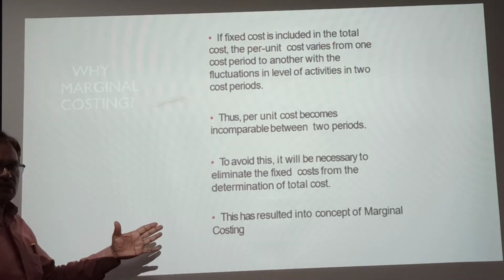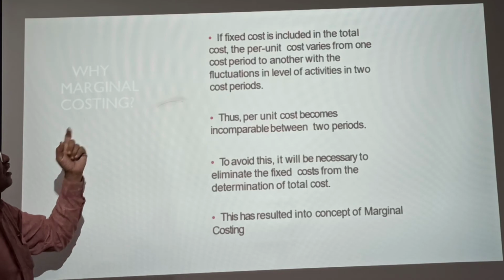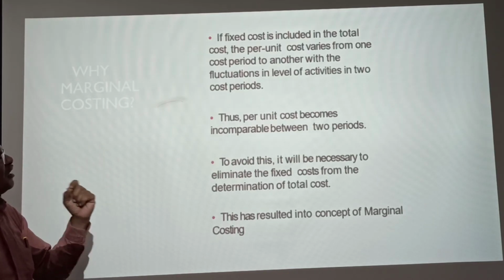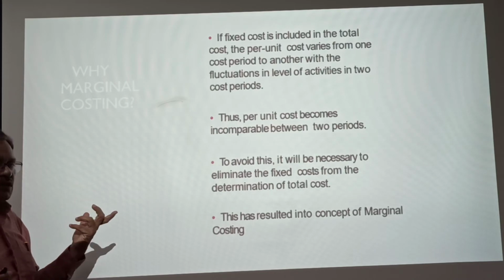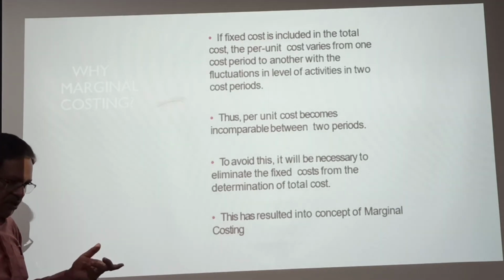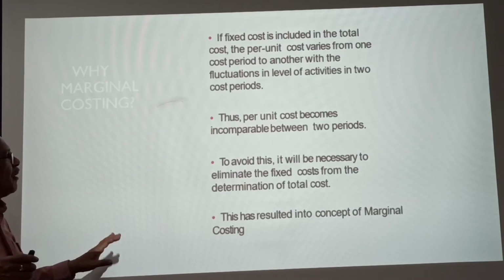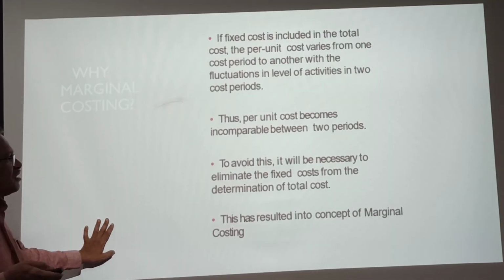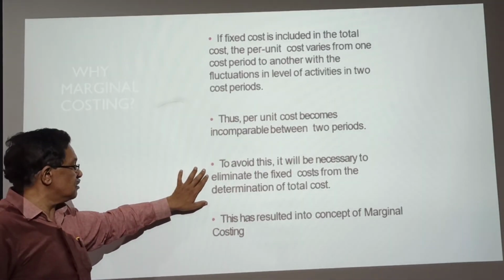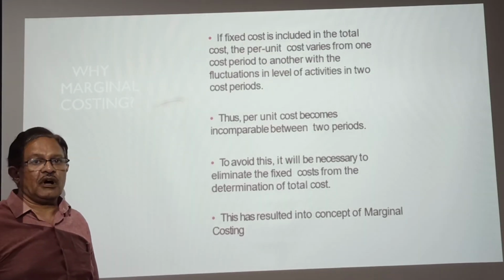What is this particular fallacy which is happening? Just because fixed costs are included, the cost per unit varies from one period to the other. That is the reason we cannot use cost of production, cost per unit, as a yardstick for decision making. Thus, unit costs become incomparable between two periods. To avoid this, it is necessary to eliminate fixed costs from the derivation of the total costs. Thus, this has resulted in the concept of what is called marginal costing.